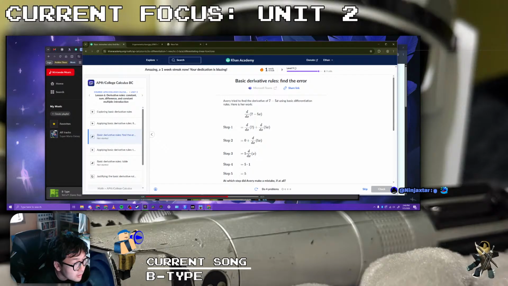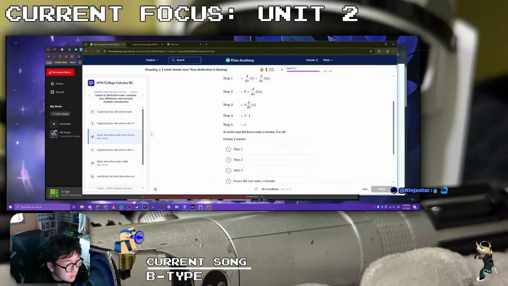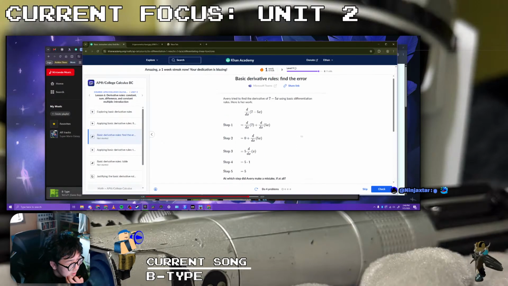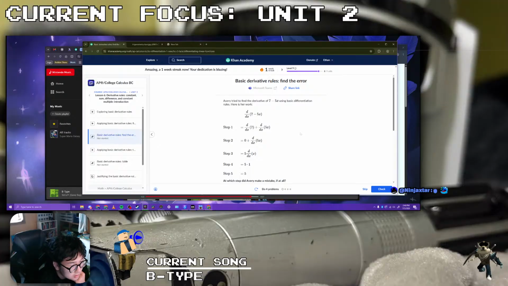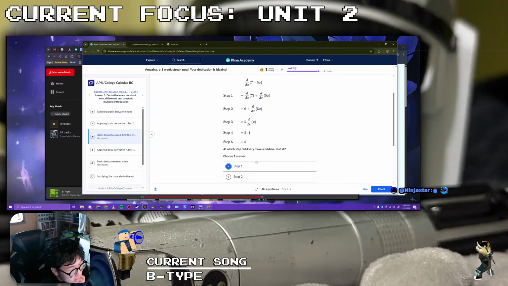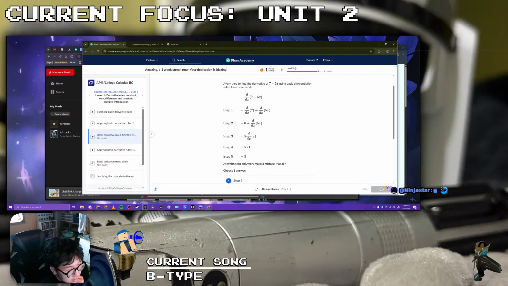If we try to find the derivative of 7 minus 5x using basic differentiation rules, I don't think there's a mistake, but is this how you would do it? Oh, well, actually, you need to subtract. Step 1, you should be subtracting.